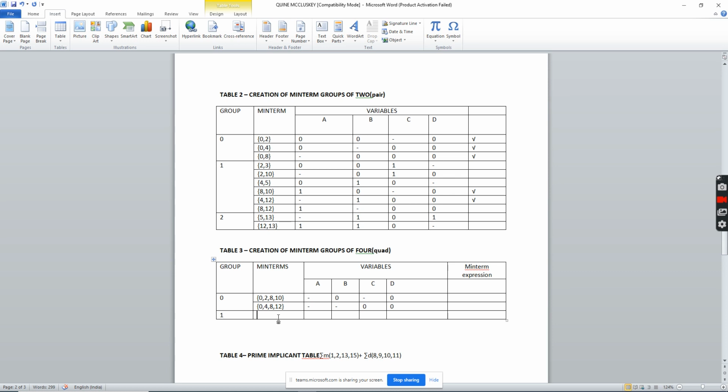Next one will be group 1. I will try checking the hyphen here. 2, 3, 12, 13. It is not possible. Next, 4, 5, 12, 13. Yes, it's possible. So I'll put one tick here and one tick over here. Even 8, 12 is over. Fine. So I have put one tick here.